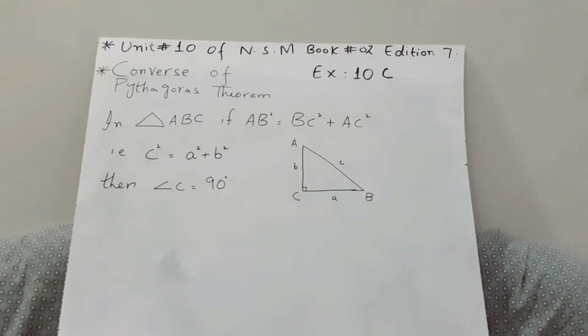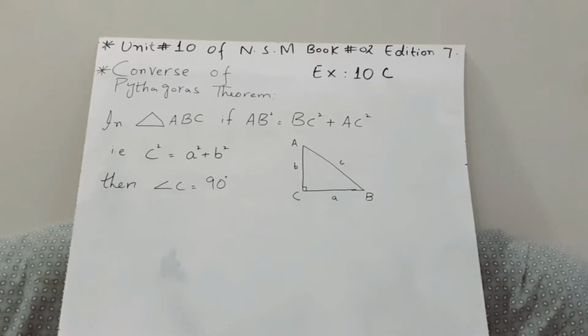Okay, so before starting this, what we need to understand is what is the converse of a theorem. So when we say converse of any theorem, what does it mean? Converse of a theorem is a statement formed by interchanging what is given in a theorem and what is to be proved. So that is the converse of Pythagoras theorem, and we have studied Pythagoras theorem.